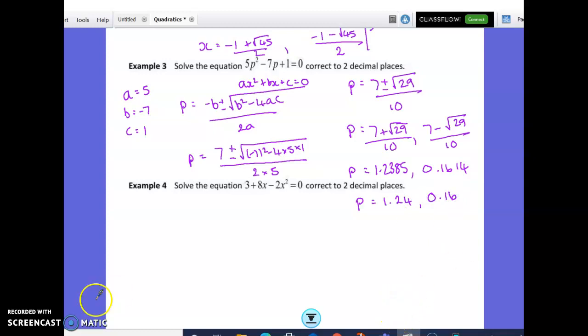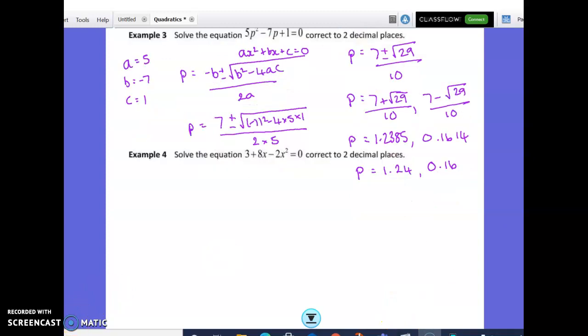Okay, last example then. Actually, I think we've got another example on the page. Right, this time we have 3 plus 8x minus 2x squared. I'm going to rewrite that as minus 2x squared plus 8x plus 3 equals 0, to make it easier to pick out our a, our b and our c. So a is minus 2, because a is whatever is in front of x squared. B is 8, whatever is in front of x. And c is the one on its own, so it's number 3.